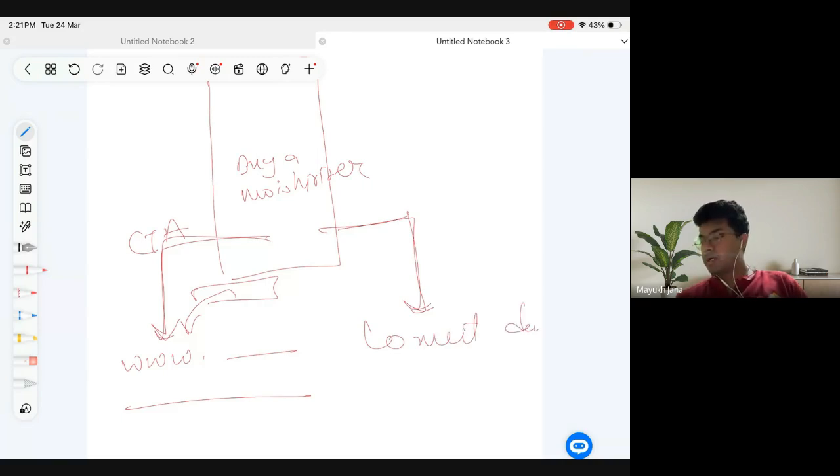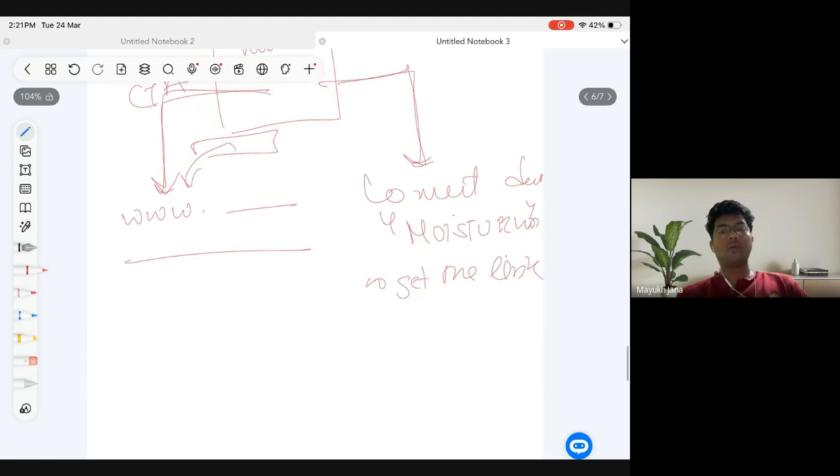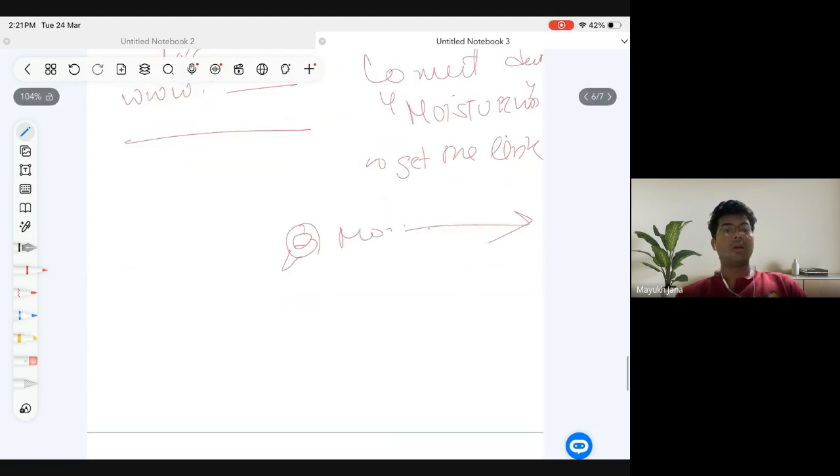Comment down below, let's say, "moisturizer", comment "moisturizer" to get the link. Now what will people do? People will comment "moisturizer" in your comments. Let's say someone has commented "moisturizer".